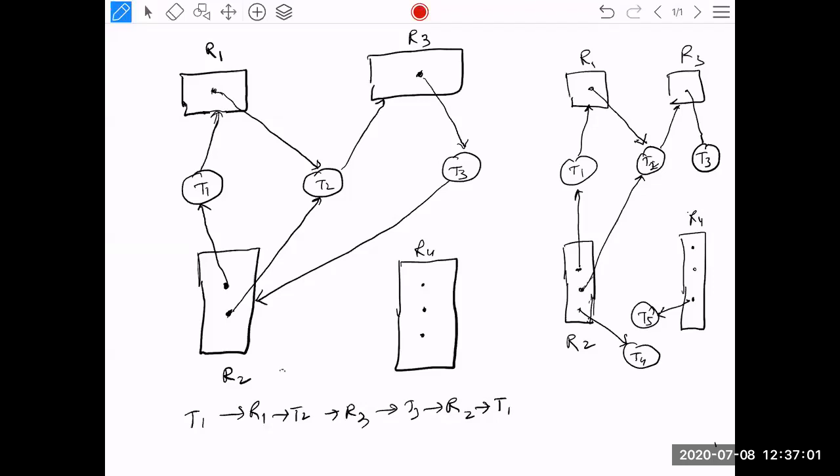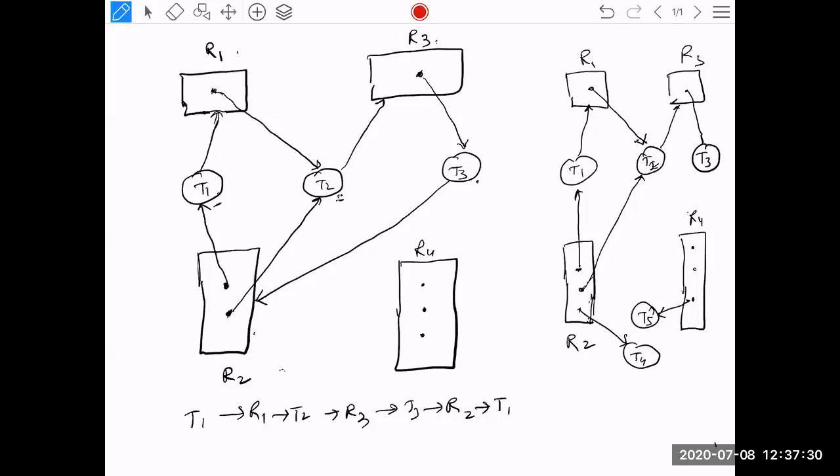Okay, so in this situation, whatever we discussed in the slide is the same. So T1 is requesting R1. R1 is actually held by T2. T2 is requesting R3. R3 is held by T3, and T3 is requesting R2, which is held by both the instances. One is held by T1 and the other is held by T2.